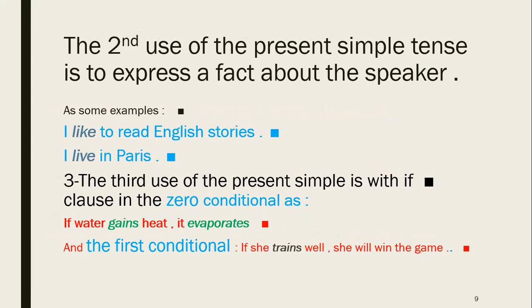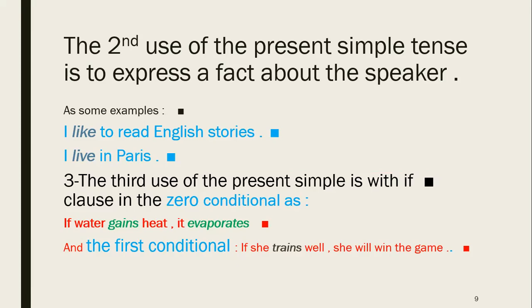And the second use of the present simple is to express a fact, but about the speaker, about someone who is speaking, or about someone in general. Like if I say, for example, I like to eat apples. So like here is a simple present. This is a fact about me.